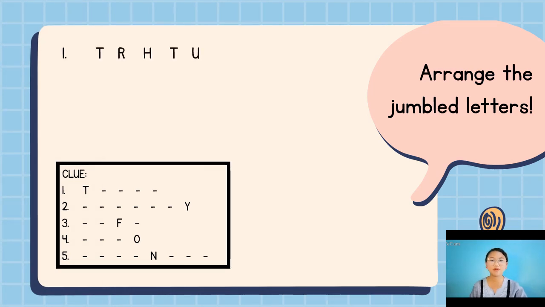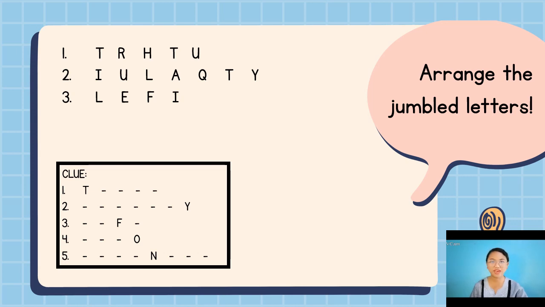So here's our first jumbled letters. What do you think is this word? It starts with letter T according to our clue. How about this one? This time it ends in letter Y according to our clue. And we have number 3. This one, according to our clue, second to the last letter is letter F. Can you guess that?